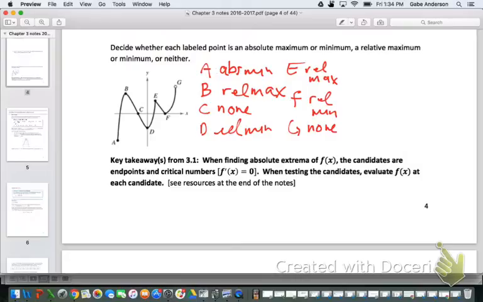Are you guys sure it's not an absolute max? Because doesn't it seem to be the highest? Open circle, right? There's a hole there, right? So what does the open circle really mean? It means it's not there. Okay, so we look at that and we say, all right, open circle means that it's not there. So G is not the absolute max. So what does that mean about this graph as far as absolute maxes? It doesn't have one.